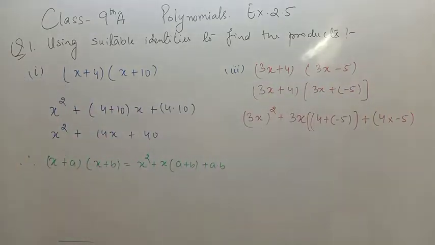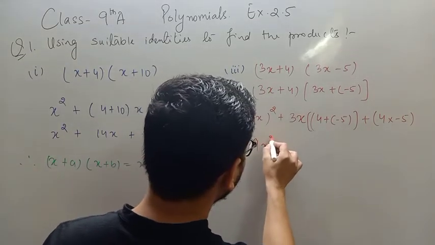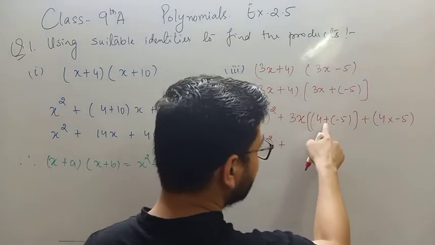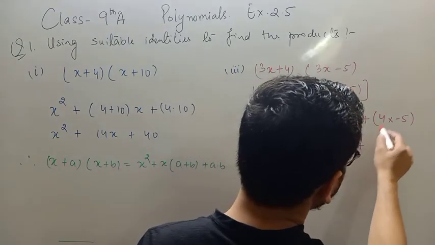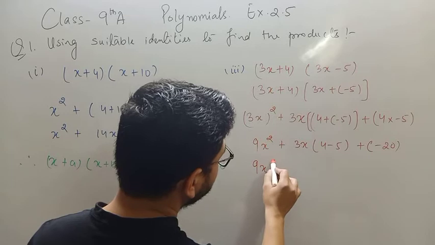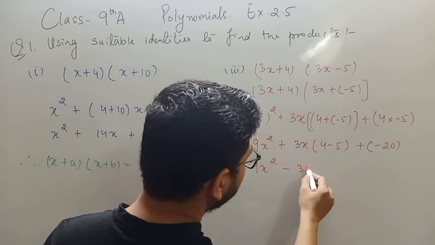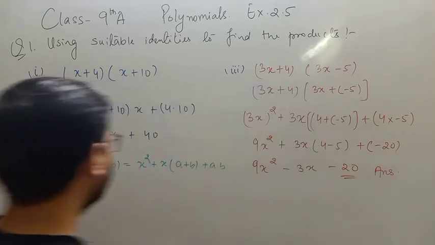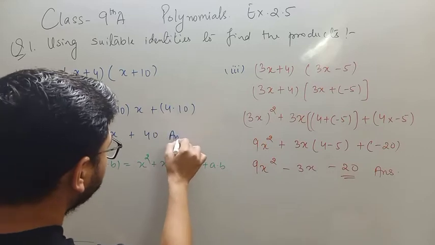So what you will get: 9x square plus (4 minus 5) into 3x, plus 4 times minus 5, which is minus 20. So 9x square, and 4 minus 5 gives minus 1, so minus 3x minus 20. This is your answer using the same identity, identity number 4. Please note it down fast.